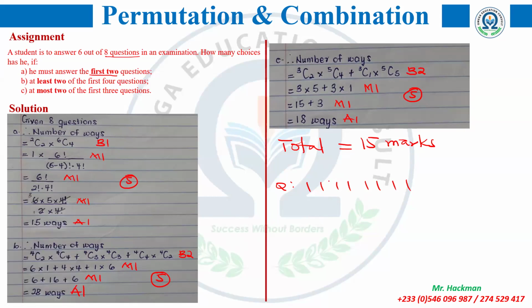Okay, so now let's look at the next one. We still have 8 questions, but this time around the condition is placed on the first 4. So we said we should answer at least 2 of the first 4. I've told you any time you are dealing with first something, what comes after the first will guide you to break your questions down. So we said first 4, so it means I'm breaking the question down into first 4 and last 4. Is that clear?